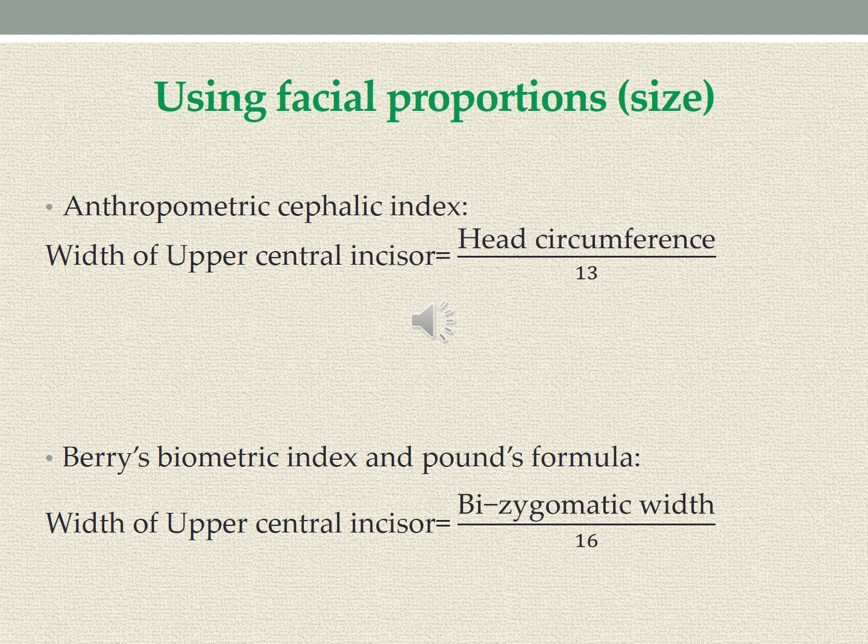For example, anthropometric cephalic index can be used where the width of upper central incisor is equal to the head circumference divided by 13. Another index, which is Berry's biometric index and Pound's formula, found that the width of upper central incisor is equal to the bizygomatic width divided by 16. These can be measured on the patient face and patient head and are related to the size of the central incisor. So this information can help in the selection of the size of teeth.